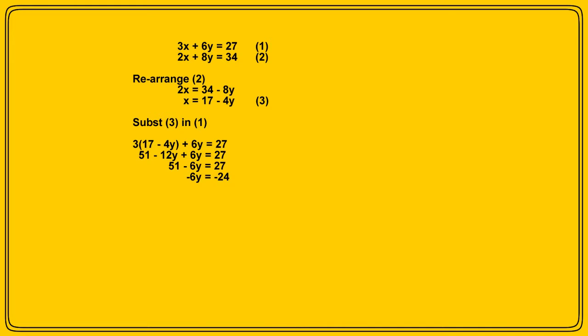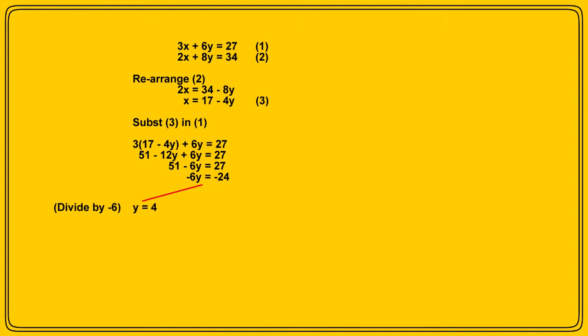Now at this point I'd like to stop and dwell on this line for a moment, as many students don't know what to do if the coefficient of y is a negative number. And there are two approaches you can take. The first is simply to divide by negative 6. Negative 6 into negative 6y is y, and negative 6 into negative 24 is 4. So we get y equals 4.